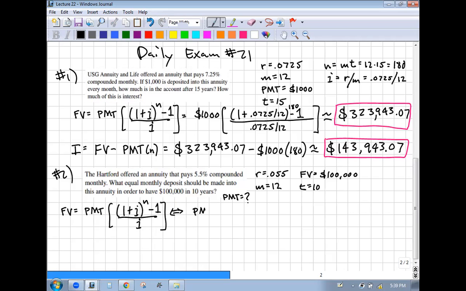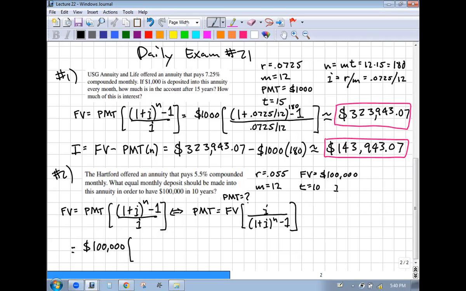We could say PMT is the future value. Instead of dividing by this guy, since it's a fraction, we'll multiply by its reciprocal. So notice I switched them. That's how we're dividing by a fraction. It's the same thing as multiplying by its reciprocal, right? So now we just need to plug in future value, which is $100,000. And we need an I and an N.